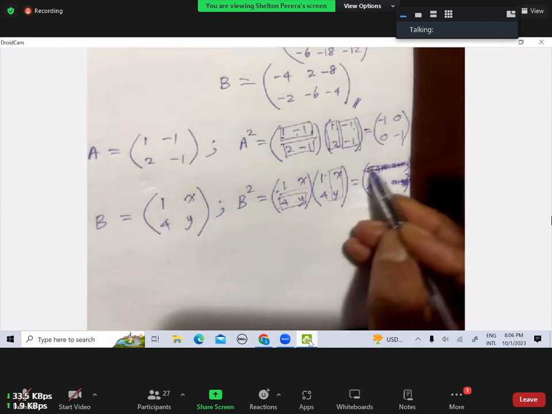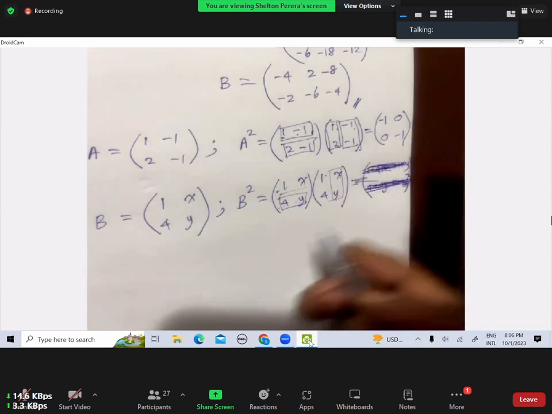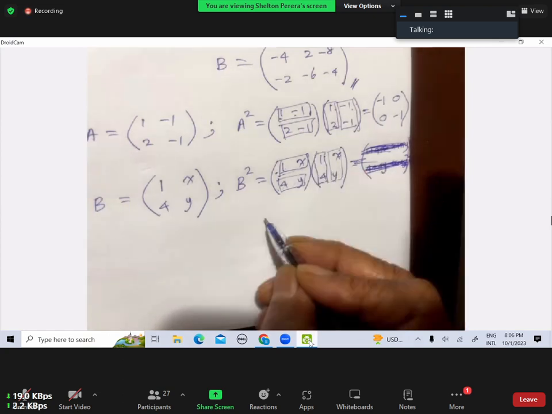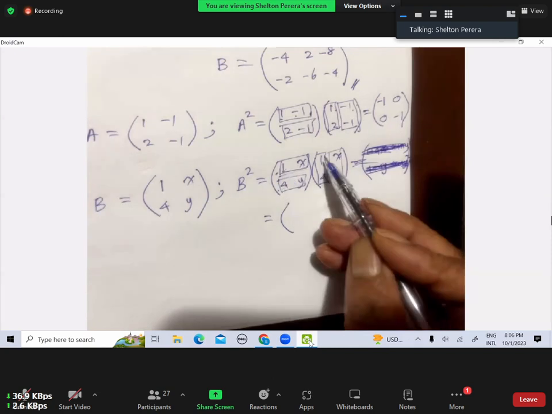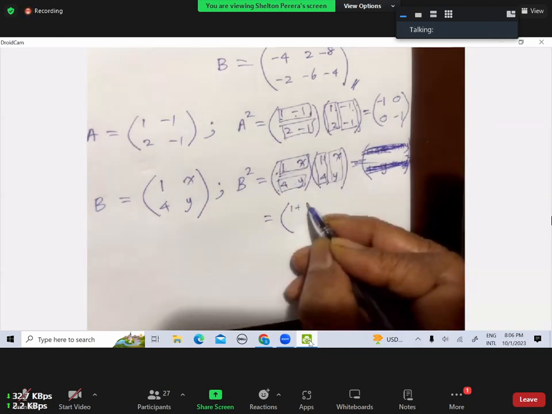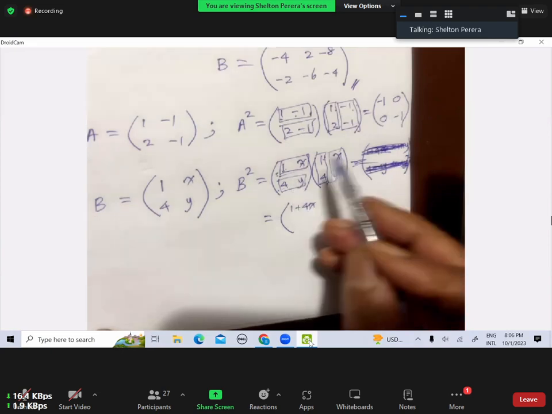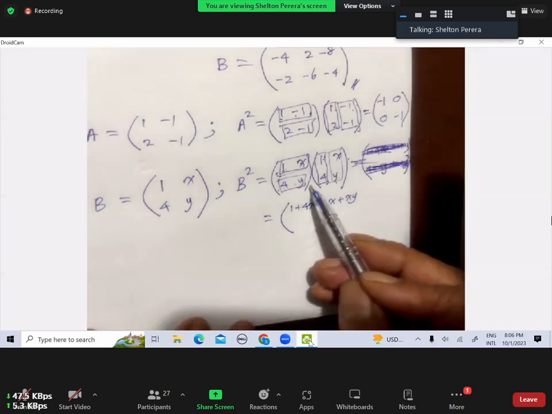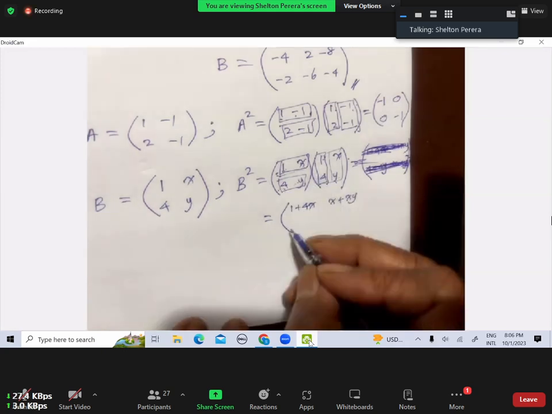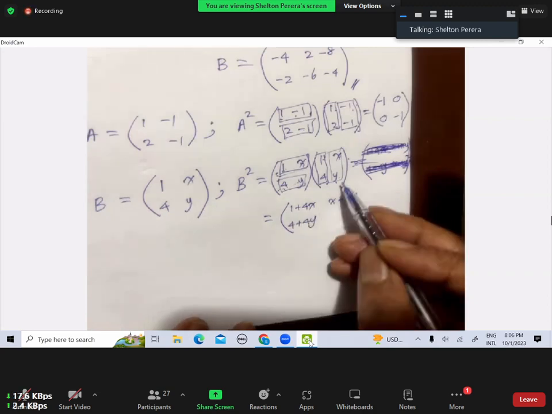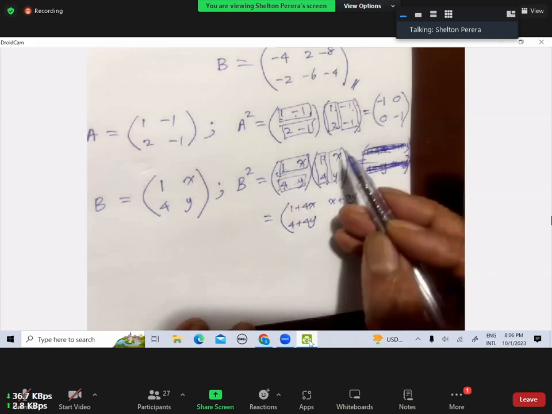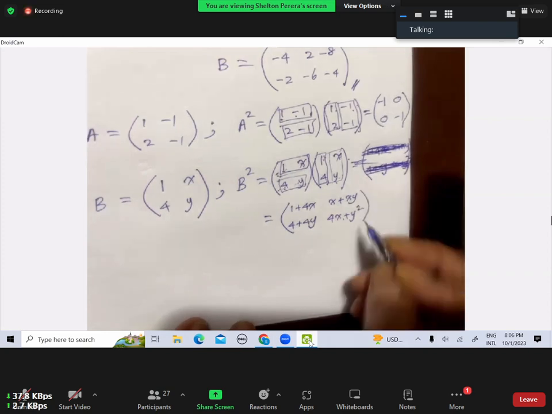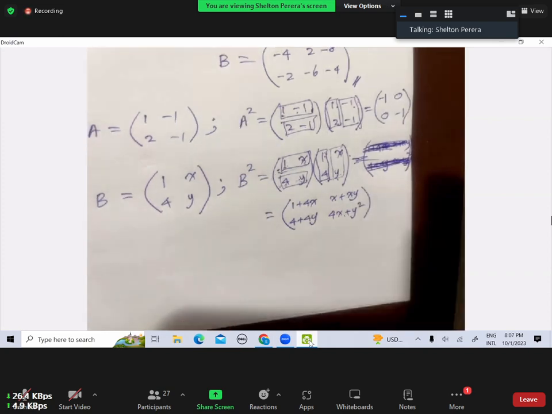I'll rewrite this. Multiply. This is equal to 1 plus 4x. X plus xy. This times this, 4 plus 4y. Last entry here, this times this. 4x plus y times y, 4x plus y times y is y squared. That is a plus, that is b squared.